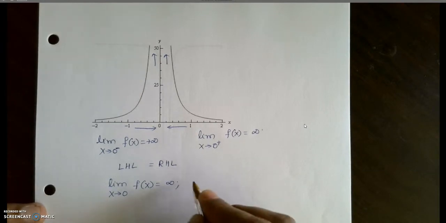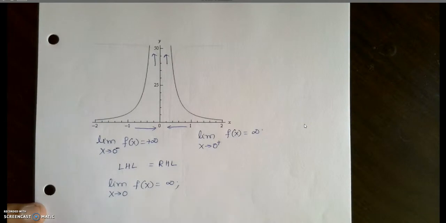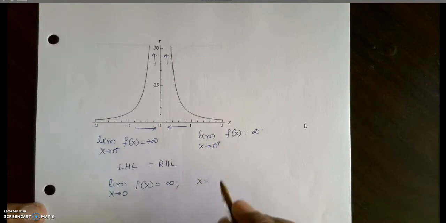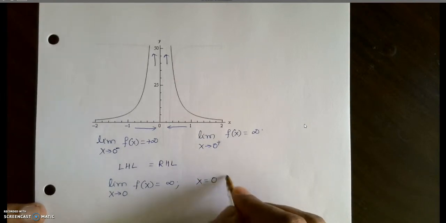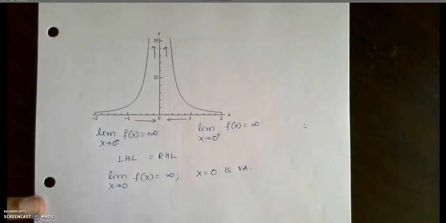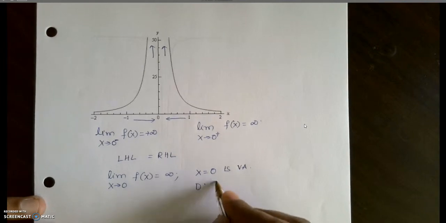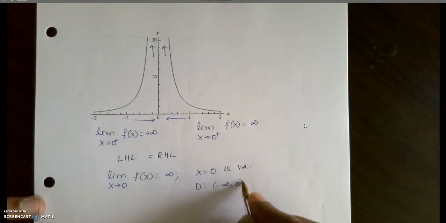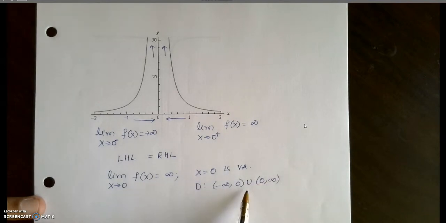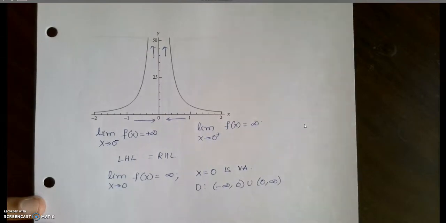And we learned from the previous slide that the infinite limits are very closely associated with the vertical asymptote. Hence x equals 0 is the vertical asymptote. Now we can also quickly look at the domain of this function. The domain of this function would be negative infinity to 0, union 0 to infinity, and that means 0 does not belong to the domain of the function, and hence x equals 0 is the vertical asymptote.